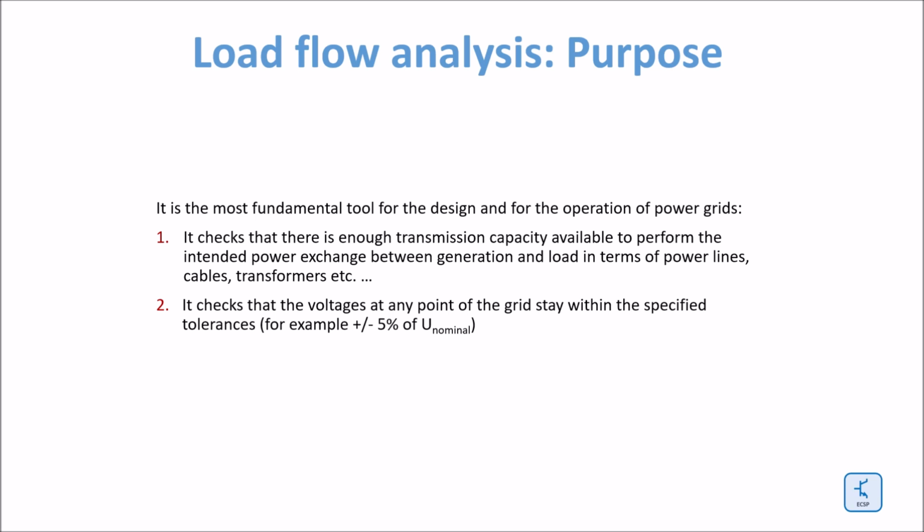For example, it helps to check if there is enough transmission capacity to perform the intended power exchange. And the second thing is that it allows to check if the voltages at any point in the grid stay within the specified tolerances. So normally it's plus minus 5% of the nominal voltage.